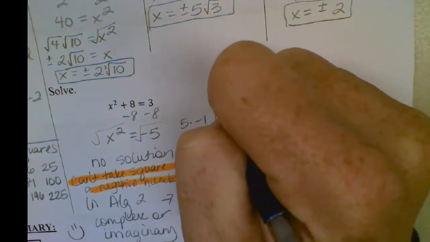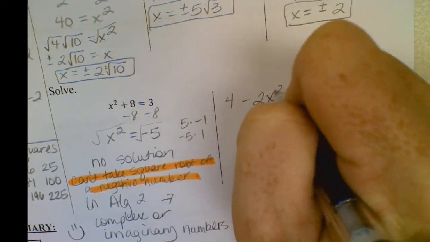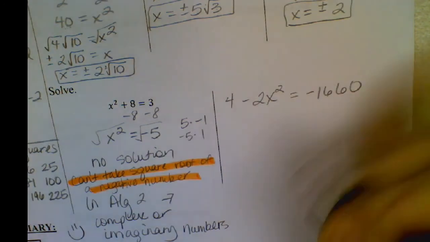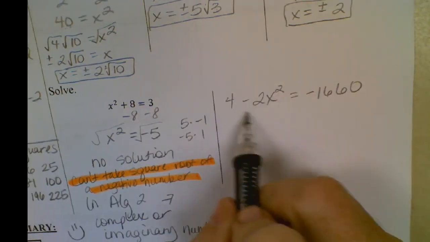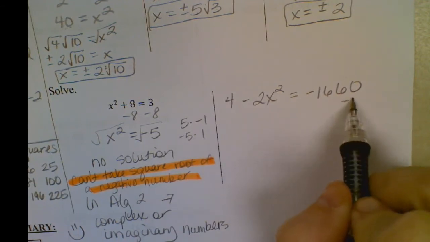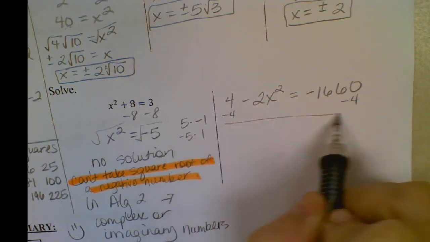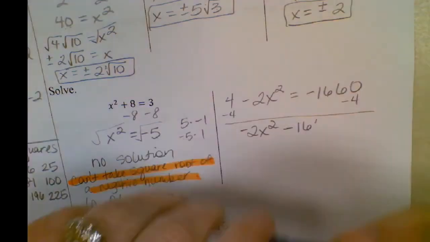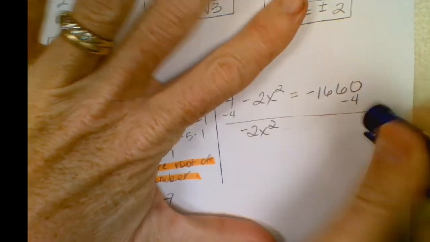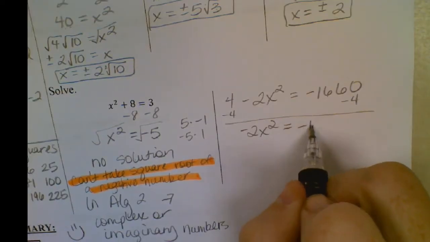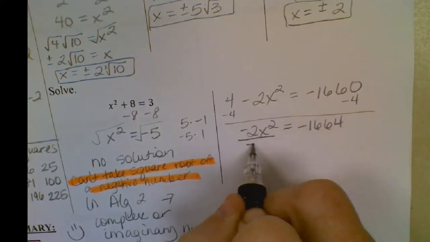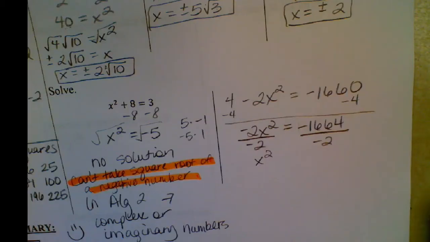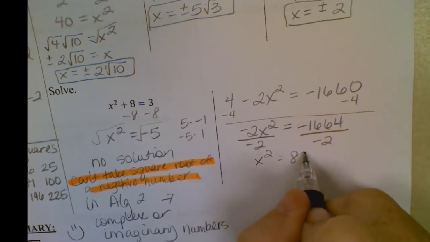Isn't that quick? So 4 minus 2x squared equals negative 1,660. Okay, so move this around. So that's positive 4, so I need to subtract 4 from both sides. And I'm going to get negative 2x squared minus 16 equals negative 1664. And I'm going to divide the negative 2 out from both sides. And so that should give me 832.